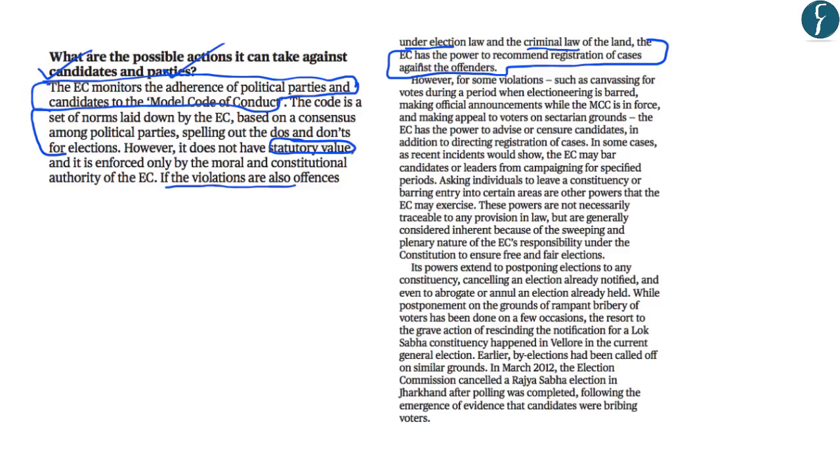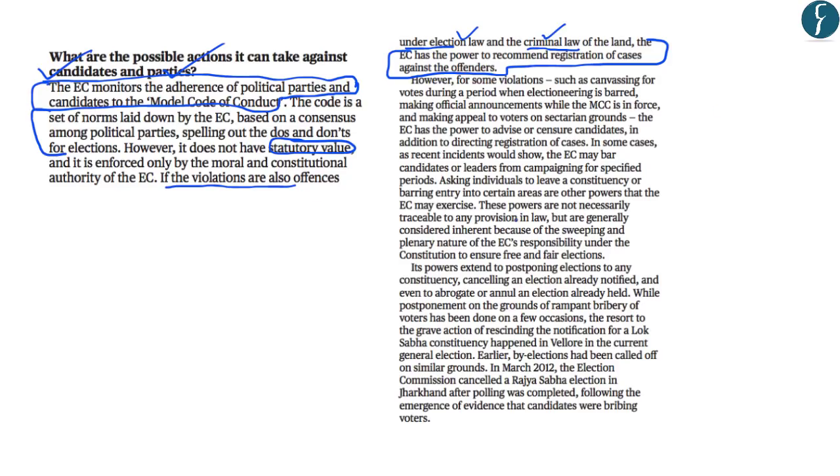So this shows that the Election Commission can recommend the registration of cases under various election laws or the criminal laws. However, there is no law which enforces the Model Code of Conduct and the do's and don'ts that have been provided within this Model Code of Conduct. And this is a limitation on the powers of the Election Commission of India.